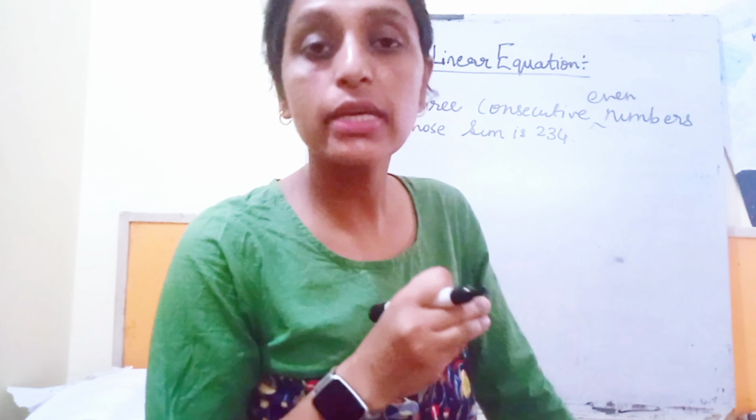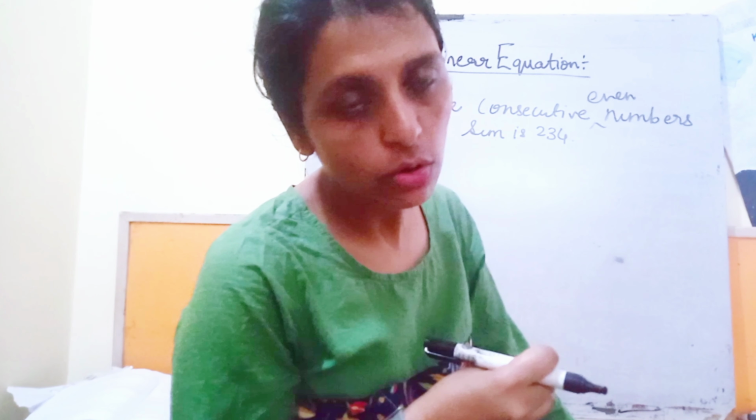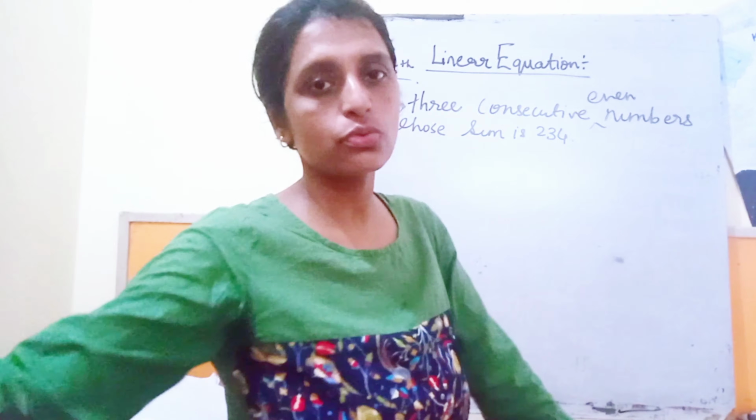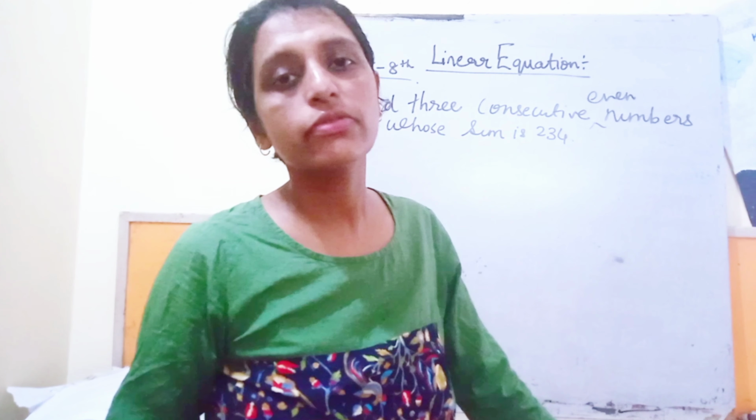First of all we'll understand what are even numbers. Even numbers are those which are divisible by 2, or you can say they are the multiples of 2, like 2 ones are 2, 2 twos are 4, 2 4 6 8 10 12 14 18. All these numbers are divisible by 2.